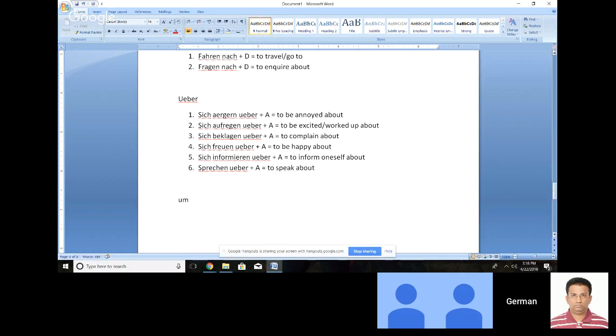Then we have plus accusative, request for. Sich kümmern, K U umlaut, to take care of.